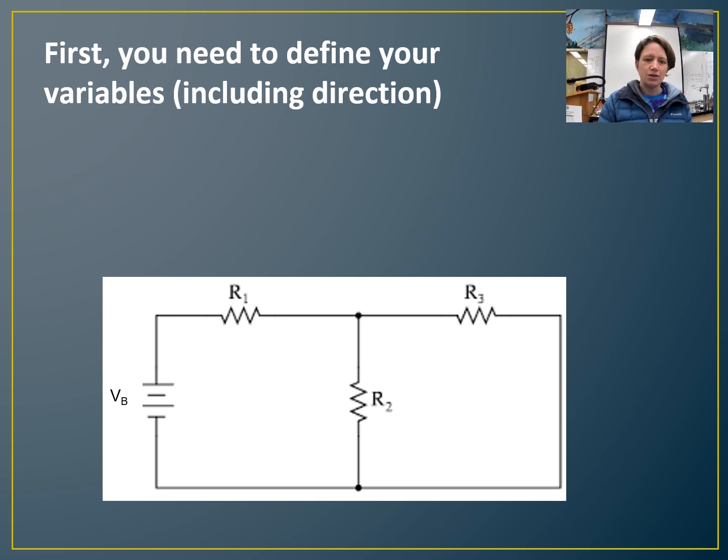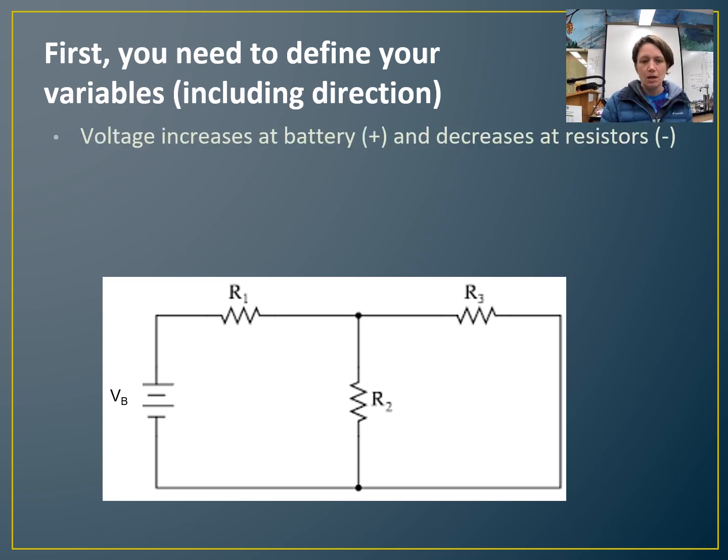So the first thing you need to do when you're given a circuit diagram is define what variables you're going to use in the equations that we're going to make, including the direction of those variables. So you need to make a prediction about what's going to happen in this circuit. If you've looked at enough circuits, you can probably make a pretty good prediction, but it's not the end of the world if your prediction ends up being wrong.